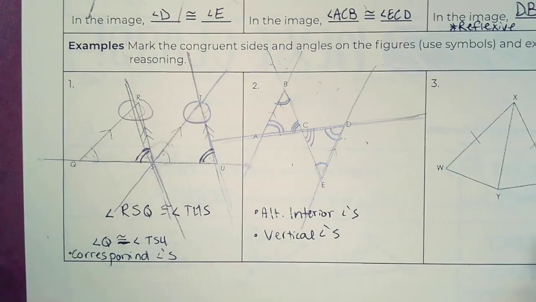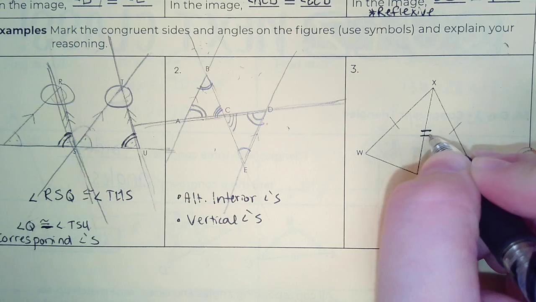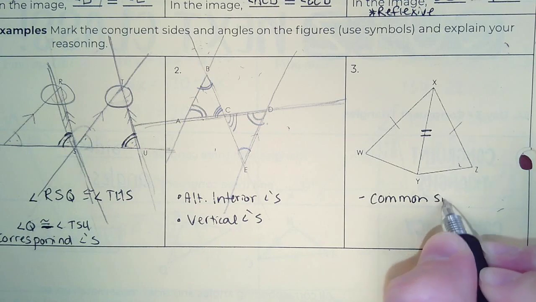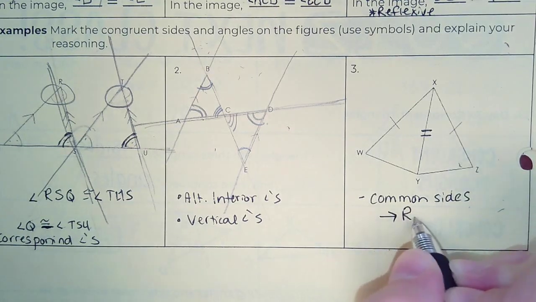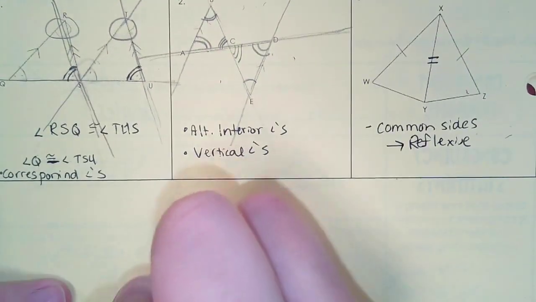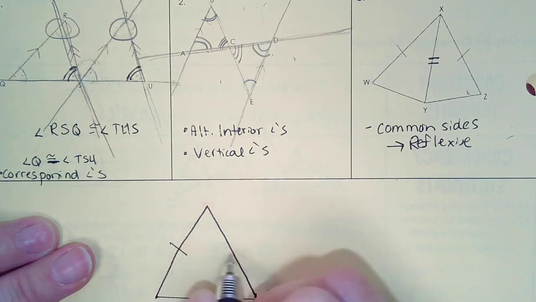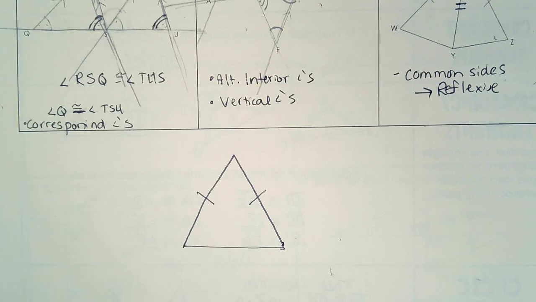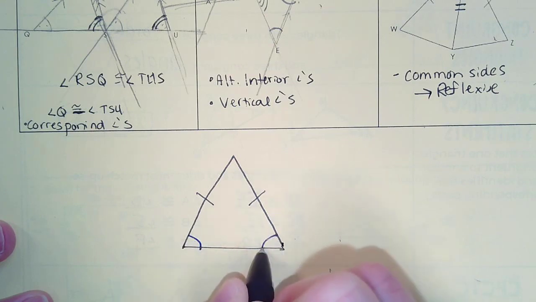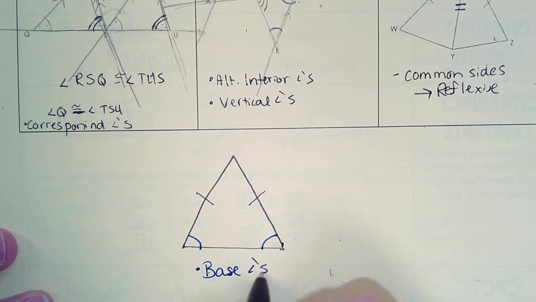Okay, lastly, on part 3, we have this triangle here. We're able to say that XY is equal to itself because of common sides. Really, that is called reflexive. Let's add one more in. If I gave you this triangle here, and all I told you was that these 2 things are congruent, what can you add to this picture? You can add that these angles are congruent because it is isosceles. So base angles are congruent.